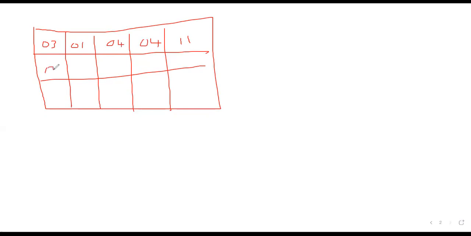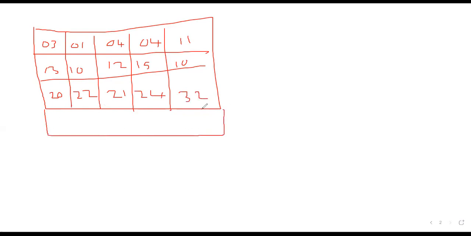11, 18, 10, 12, 15, 10, 20, 22, 21, 24, 30, 2, and we have 21, 30, 50, 51, and 80, let's say 90. So if you're given data which is scattered like this, it is called ungrouped data.